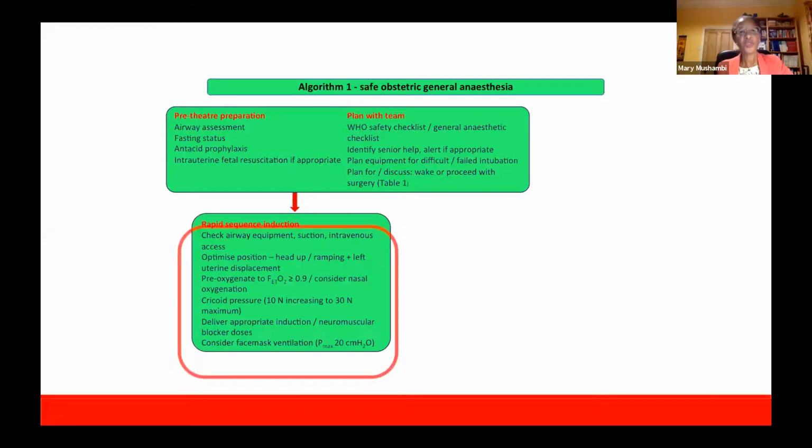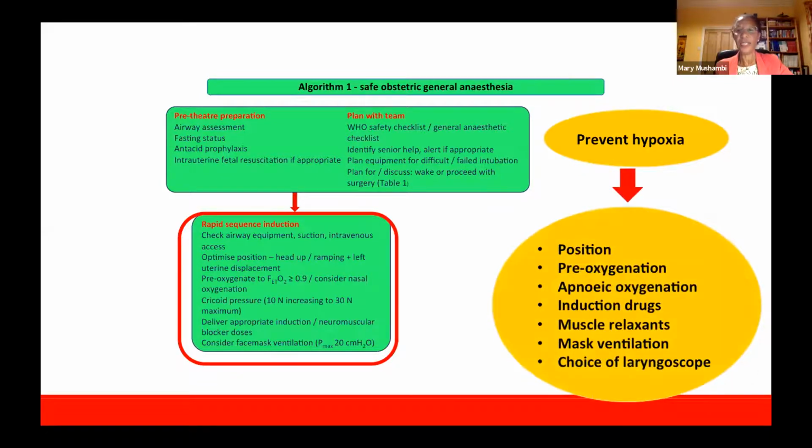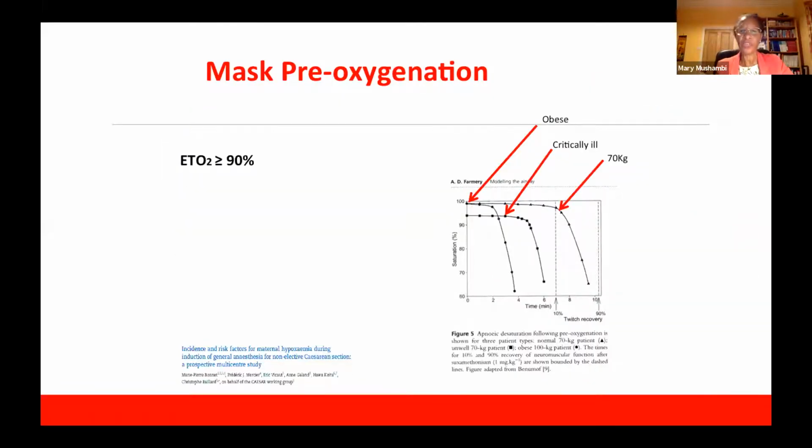Now let's move on to the rapid sequence induction, and what can we do there to try and prevent the woman becoming hypoxic? And the things we can do are changing the positioning, make sure the patient is head up when you put them to sleep. Oxygenation techniques, apneic oxygenation techniques, the drugs we use, mask ventilation, and your choice of laryngoscope. Now, I know Eric is going to be covering some of these, so I'm only going to touch on these very, very briefly. Starting off with mask pre-oxygenation.